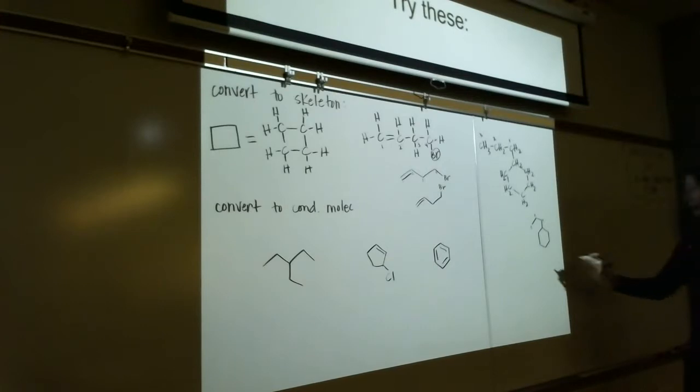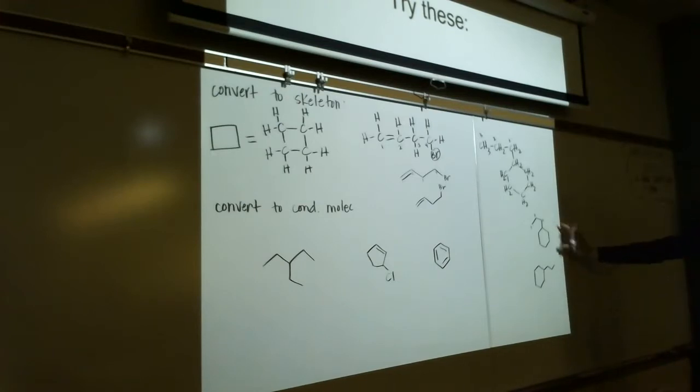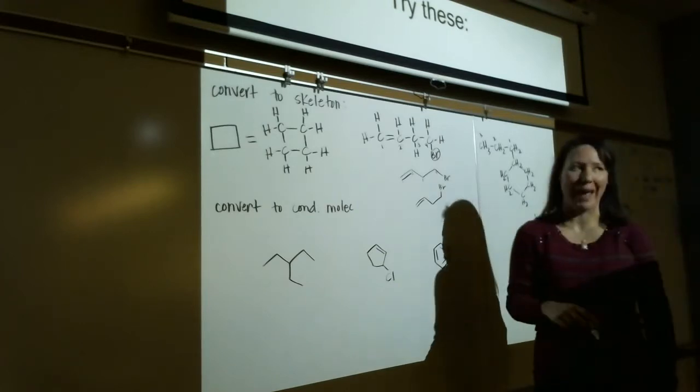A more conventional way to draw that would not be with that weird angle. A more conventional way to draw it would be on the side. 1, 2, 3. All right, that's the same thing, just rotated. So it doesn't matter. If you drew that, that's fine. It's the same molecule. Those two are the same thing. All right, now let's enjoy going backwards.